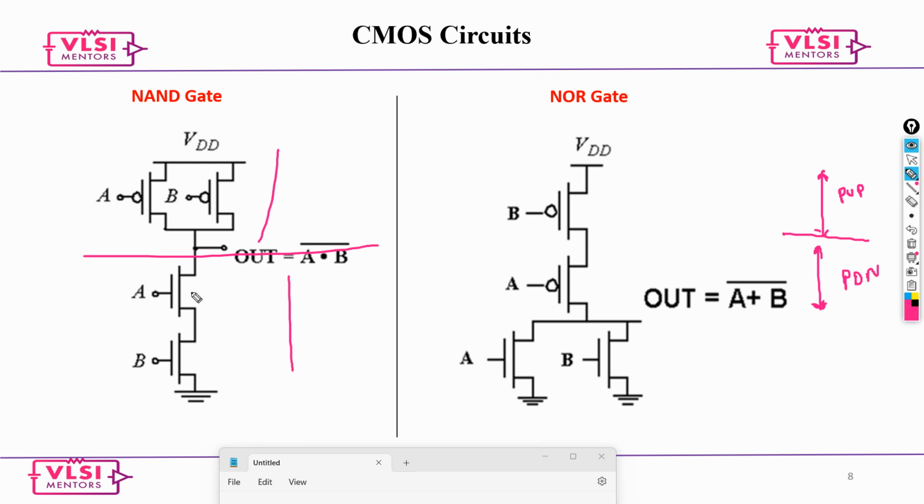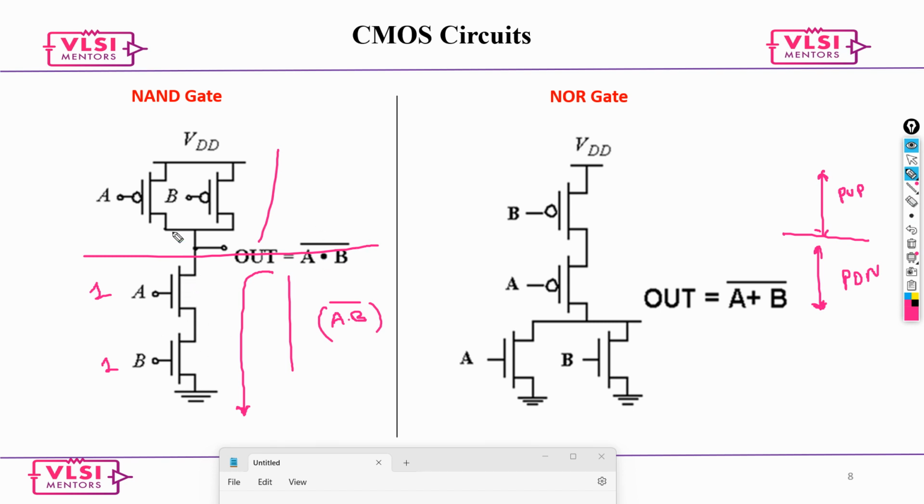Now what is this, is it in series or parallel? Series. Both are in series, which means when both of them are one, the circuit discharges completely, and only then it is going to work. So this means it is A dot B. Look at this pull-down side, A dot B. Now just add a bar. That is a basic thing you need to understand. Whatever the pull-down circuit is, just add a bar.